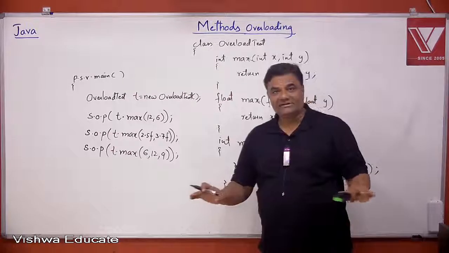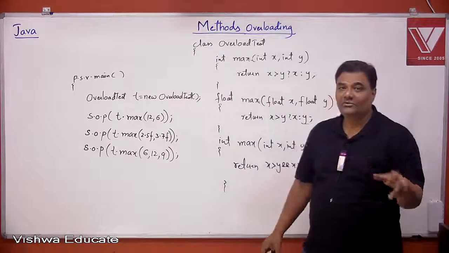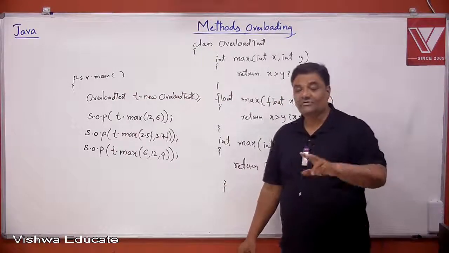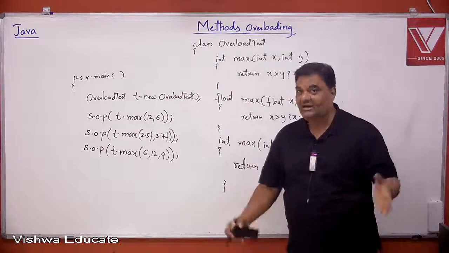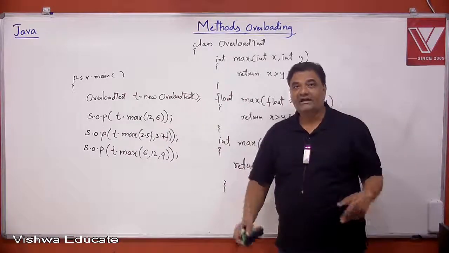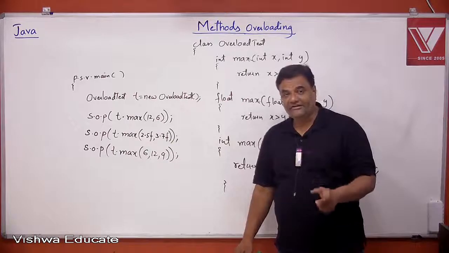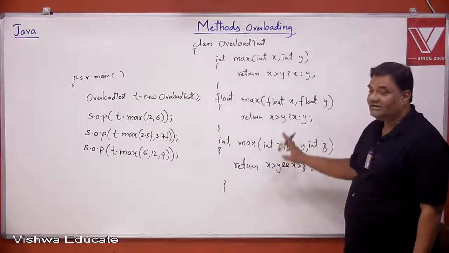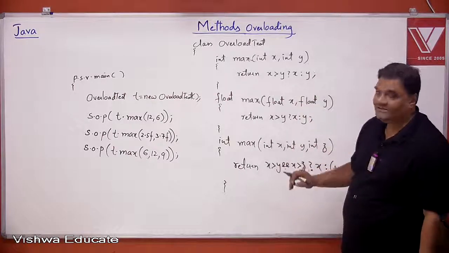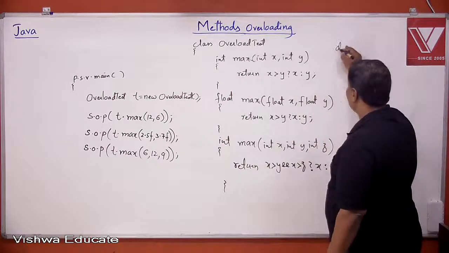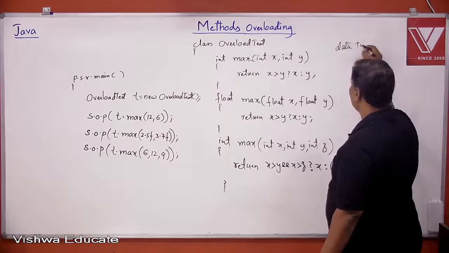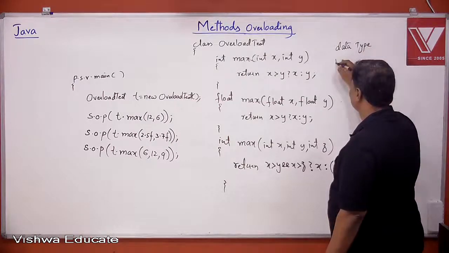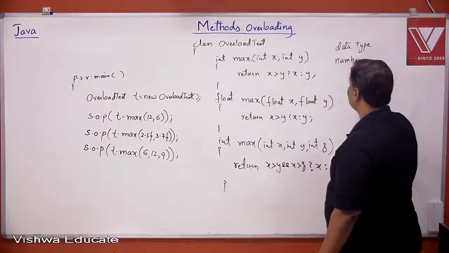So I repeat once again the complete thing. Writing 2 or more methods with the same name but different argument list. The argument list is said to be different if the data types of the arguments are different or the number of arguments is different. So either data type or, second thing, number of arguments.